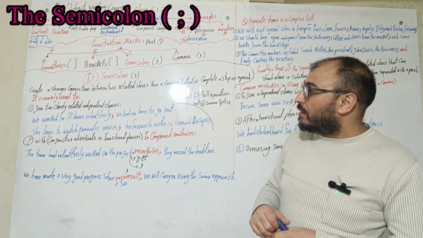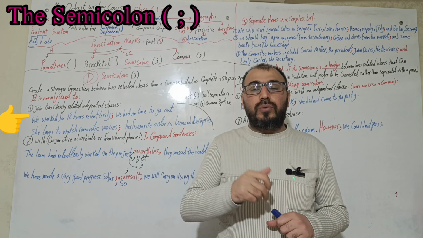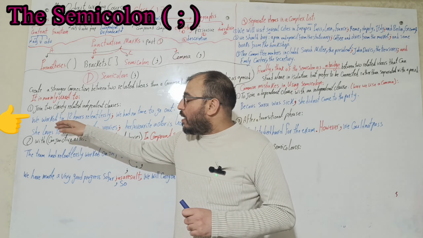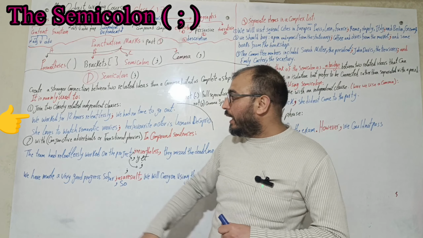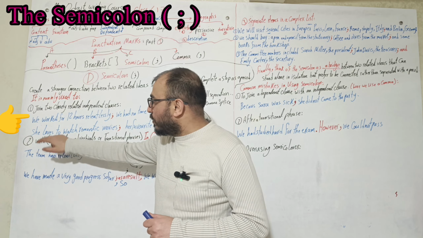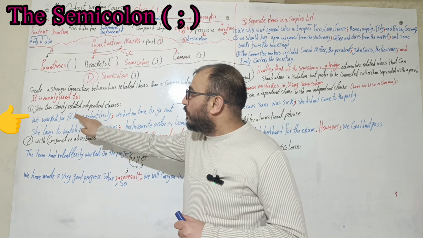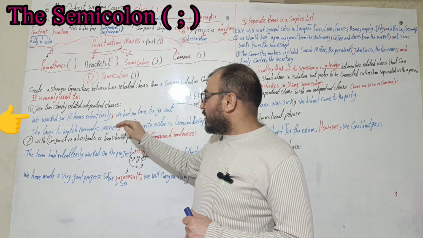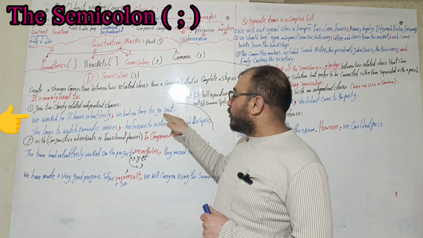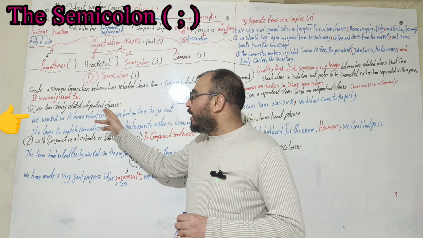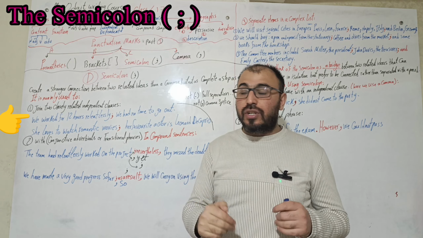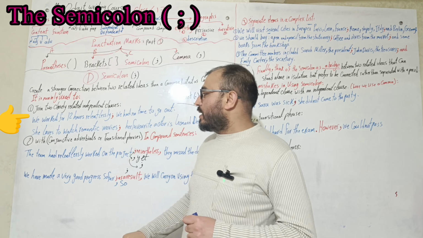In here, my friends, we generally have three main uses for the semicolon. Generally, my friends, we use the semicolon to join two closely related independent clauses, and this point, my friends, was covered when we talked about compound sentences, but there is no problem repeating it again. Here, my friends, let's consider these two examples. The first one: we worked for 12 hours relentlessly. We had no time to go out.